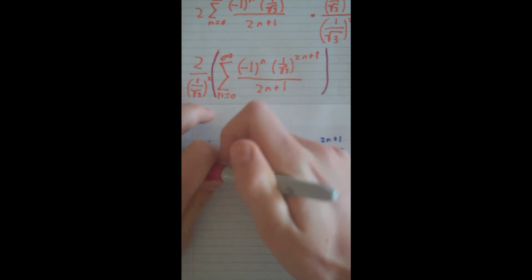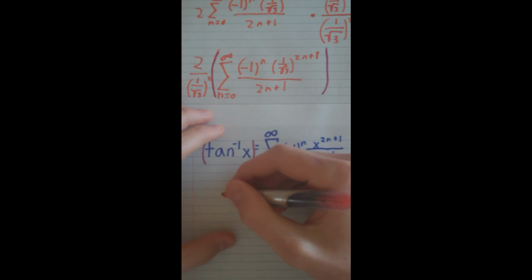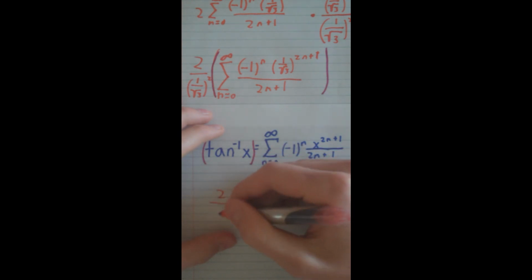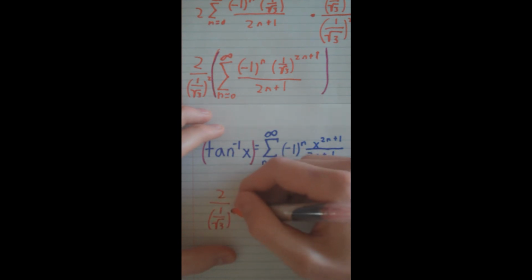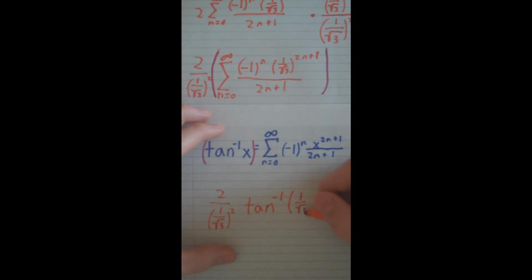So we can just rewrite this expression as 2 over 1 over square root of 3 squared times tan to the negative 1 of 1 over square root of 3. We can rewrite it as that. And the reason this x is 1 over square root of 3 is because in this, the x is this 1 over square root of 3, just like in this. So naturally we just replace these two.